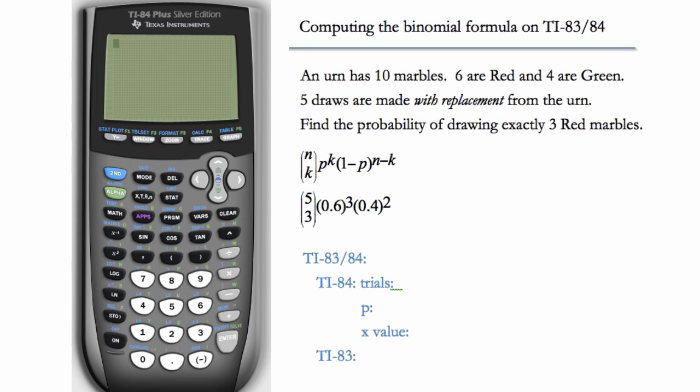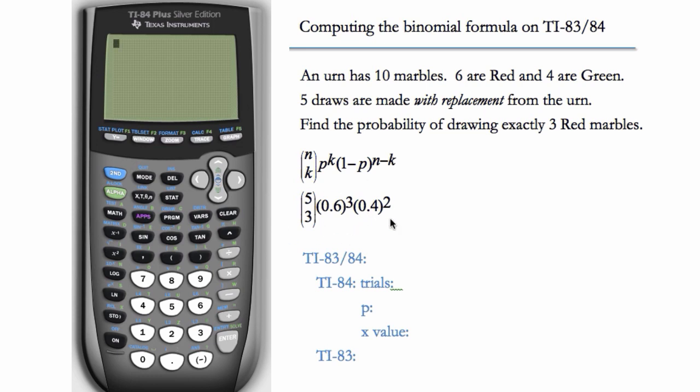With this setup, we can use the binomial formula. And so we'll plug in the numbers. Out of the 5 draws, we want 3 to be red. So we have 3 red and therefore 2 green. The probability of each red is 0.6, and the probability of each green is 0.4. That's the 4 out of 10.